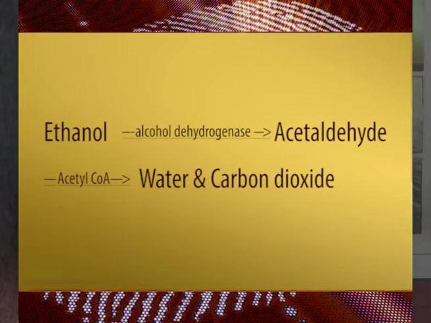Now we come to the next module, that is module 4, Metabolism and Mechanism of Action. After absorption and distribution, the next step is metabolism. About 90% of alcohol is metabolized by the enzymes present in the liver and the rest is excreted as it is. Alcohol is first oxidized to acetaldehyde, which is converted to acetyl coenzyme A, and finally oxidized to carbon dioxide and water. Ethanol, alcohol dehydrogenase, acetaldehyde, acetyl coenzyme A, water and carbon dioxide.